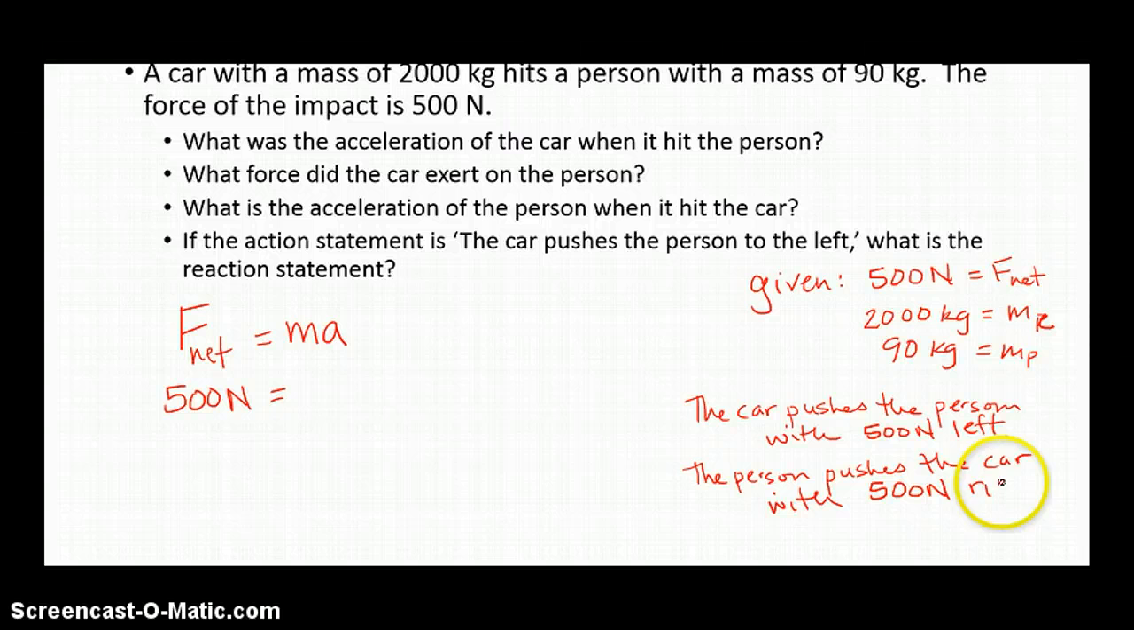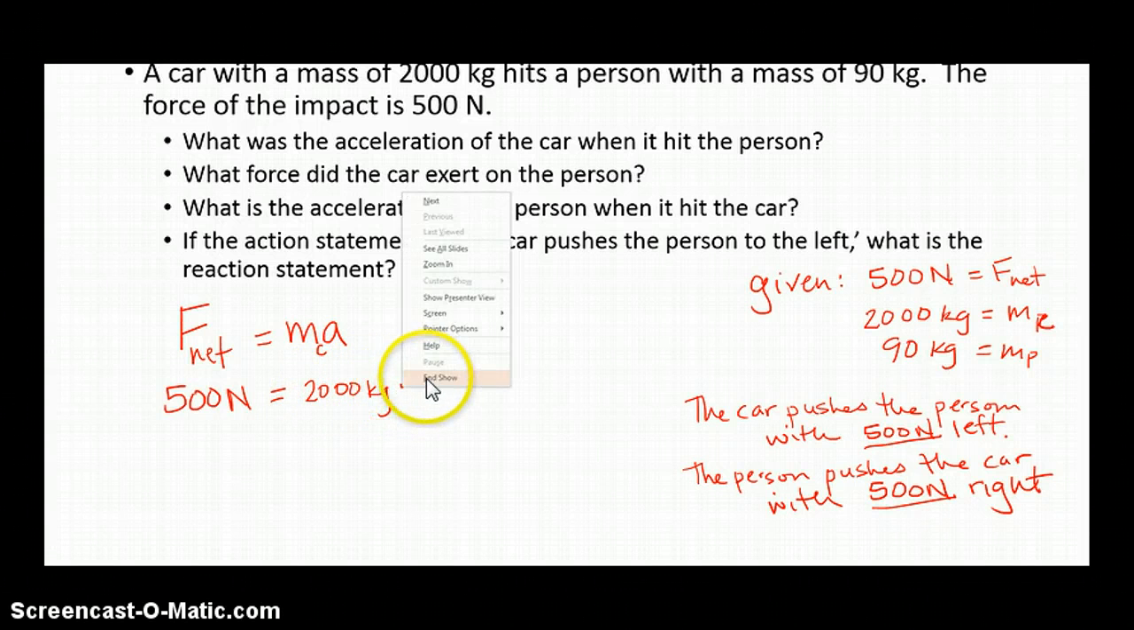Remember that Newton's third law says every action has an opposite and equal reaction. This is the equal part, that they're both 500 newtons of force. This is the opposite, one being left and the other being right. So we're going to determine this based on the car. It's asking what was the acceleration of the car. So my mass of the car, MC, was 2,000 kilograms, and I'm looking for acceleration.